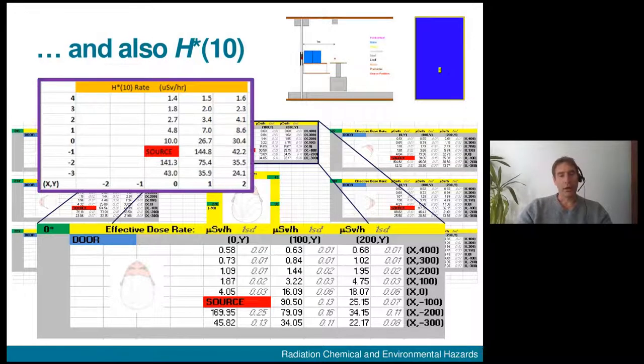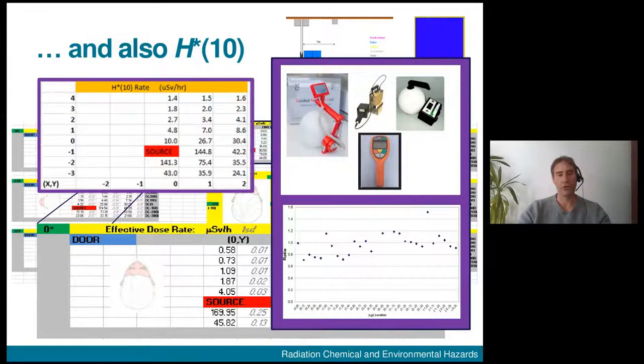As I said, we can just as easily calculate H*(10) rates in the same field just by switching the conversion coefficients within the Monte Carlo model. And we're able to produce an equivalent H*(10) map for the facility. This is useful because we can then measure these using a range of different neutron survey instruments. I've shown here on the graph a plot of the ratio between the Monte Carlo and the measured data. And we see that, okay, there are a couple of outliers, not quite so good, but generally almost all the results agreed between Monte Carlo and measurement to within plus or minus 20% or so. So this indicates quite a success, I think, for the model, given all the parameters that are in there. This indicates quite a success for the proof of concept.